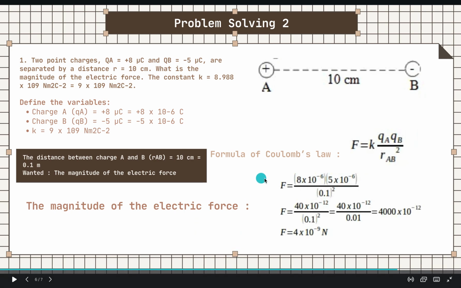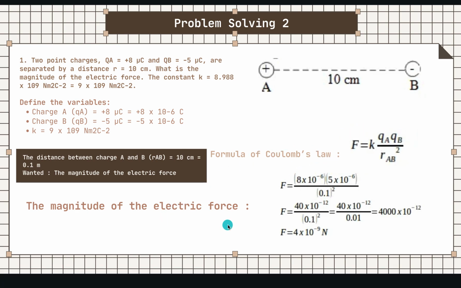So we bring the formula of Coulomb's law for the magnitude of the electric force. Here we just substitute the numbers into the formula until we get the number that we wanted, which is 4 times 10 to the power of negative 9 N.